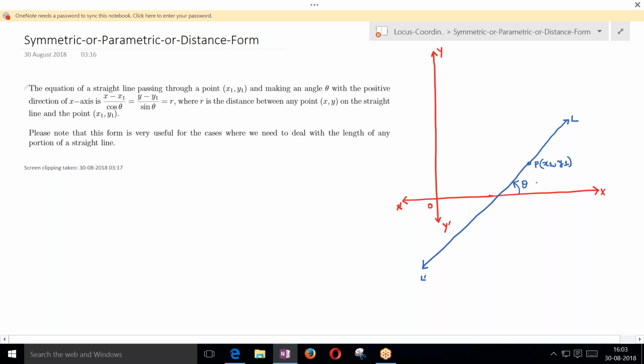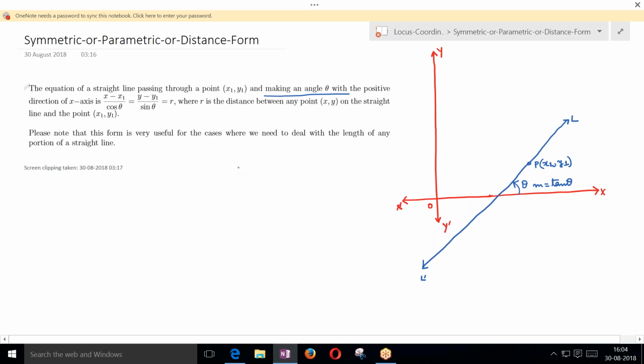The moment we know this angle is theta, then we know what m is. m is equal to tan theta. Theta is given to us according to the question: it makes an angle theta with the positive direction of the x-axis. That means we know two pieces of information. As I always said, to derive an equation of a straight line in 2 dimensions, we need to have two conditions given. And here the conditions are: it is passing through a fixed point x1 comma y1 and it makes an angle theta with the positive direction of the x-axis.